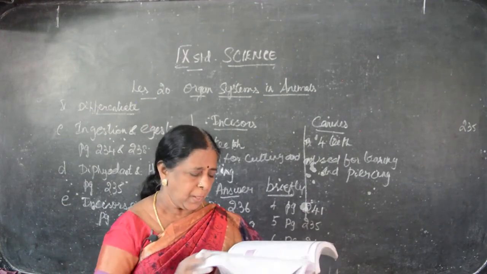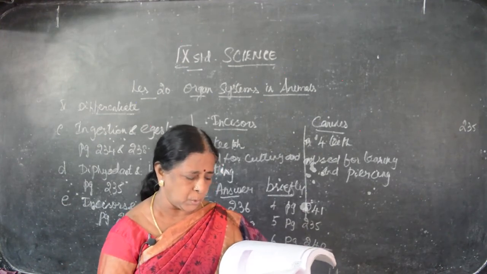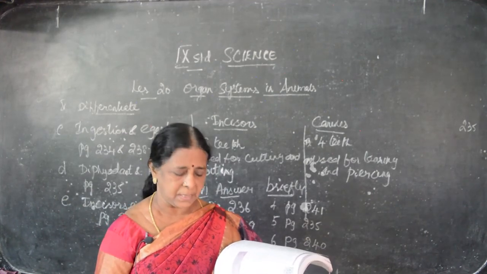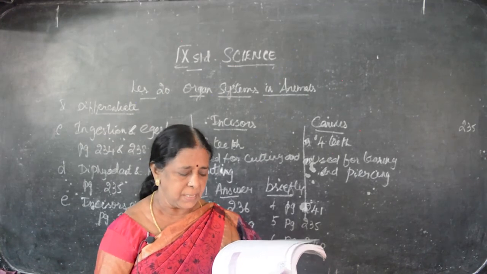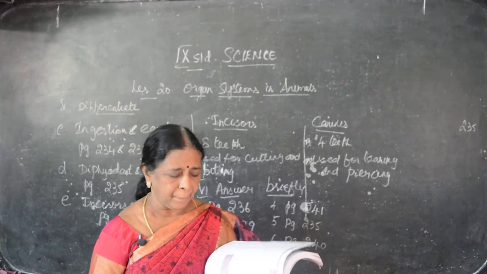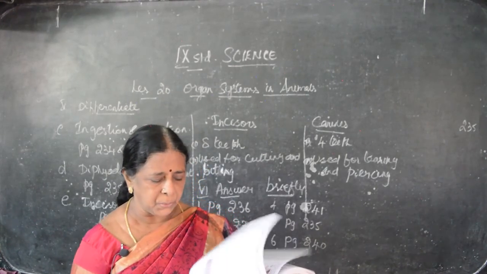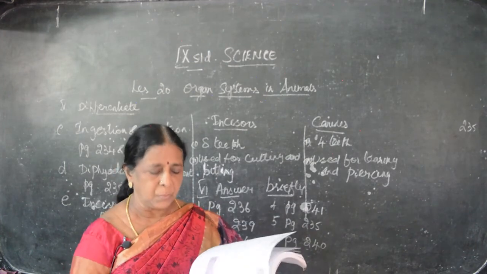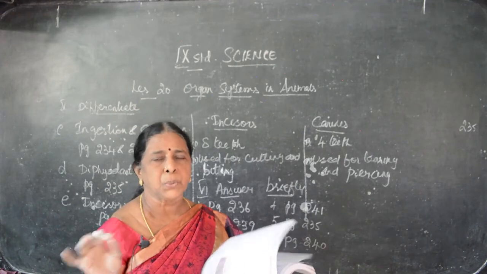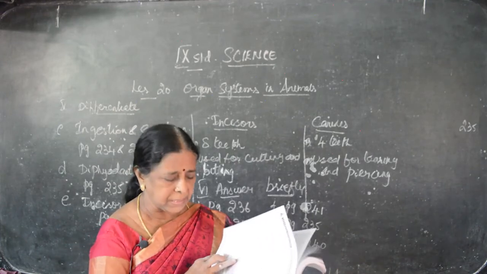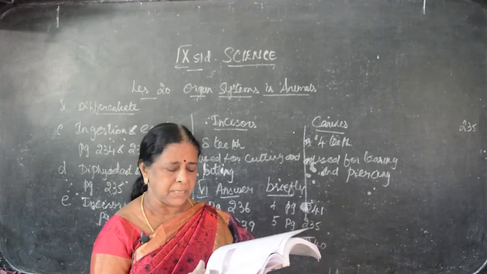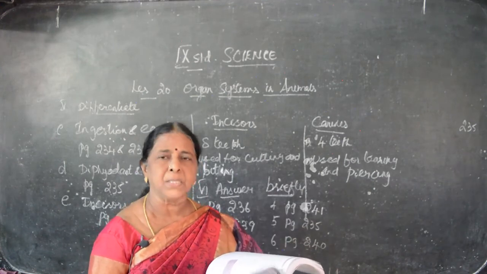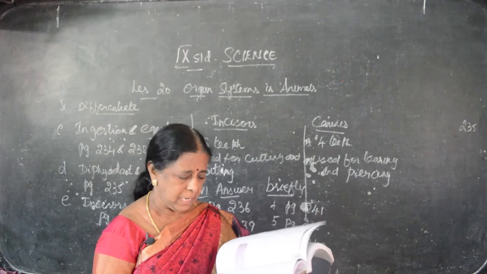First question is what? Assertion: urea is excreted out through the kidneys. Reason: urea is a toxic substance. So both we feel are correct only. So what's the answer for that? A. Both assertion and reason are true and reason is the correct explanation of assertion. You have to write the answer as a full sentence. You should not write A alone. So you must write A, both assertion and reason are true and reason is the correct explanation of assertion. The entire sentence you have to copy down while writing the exam.